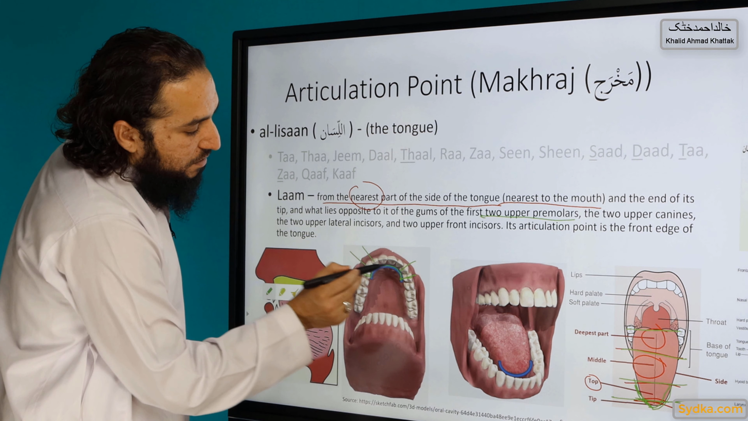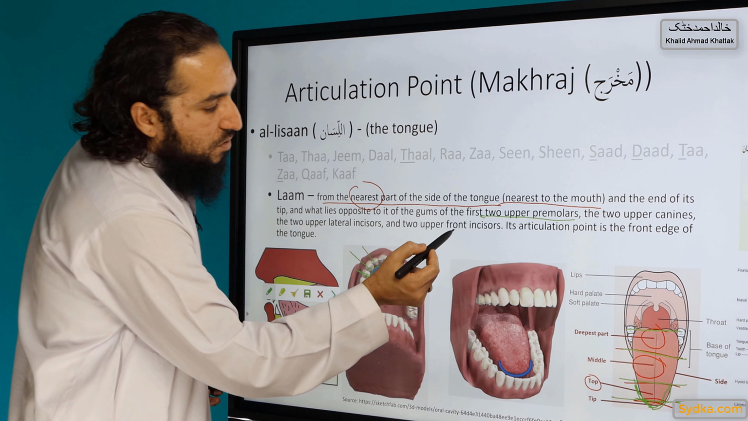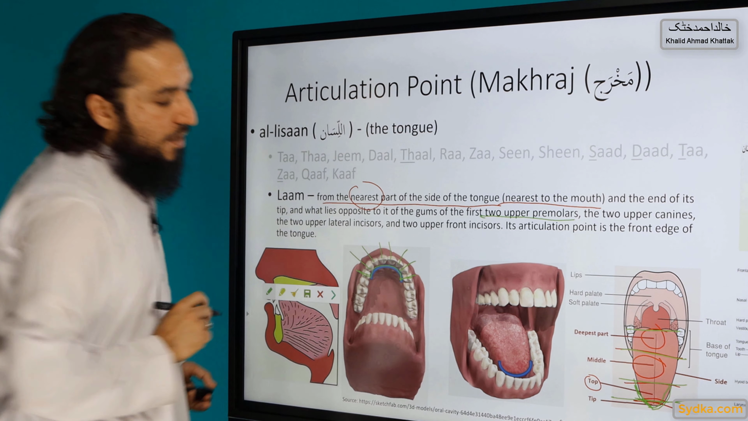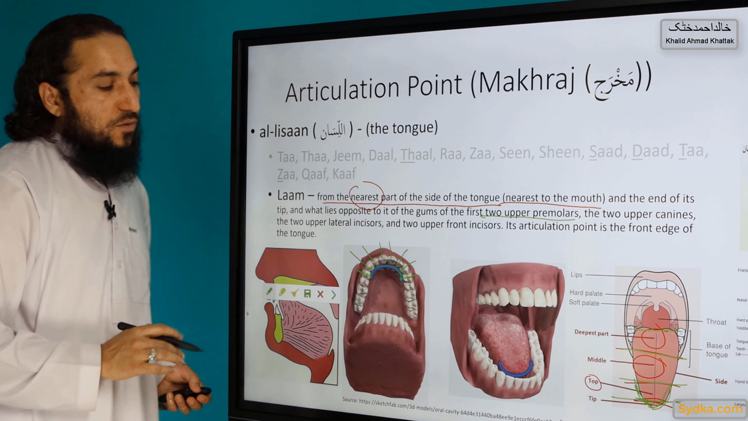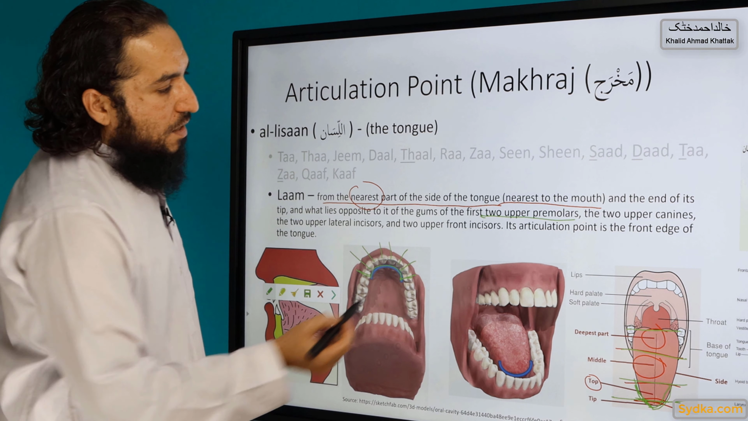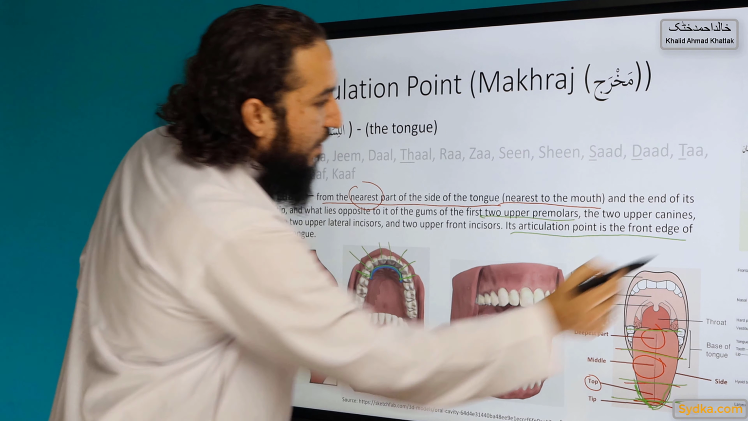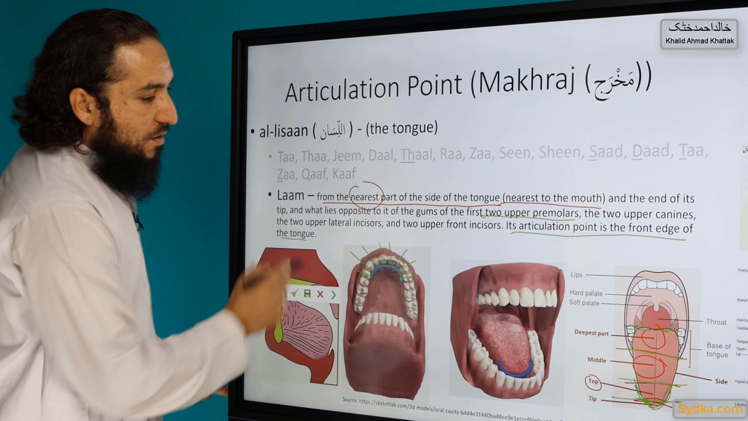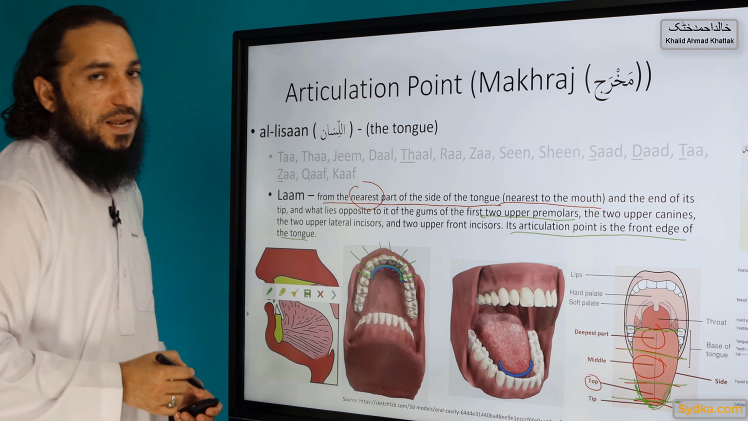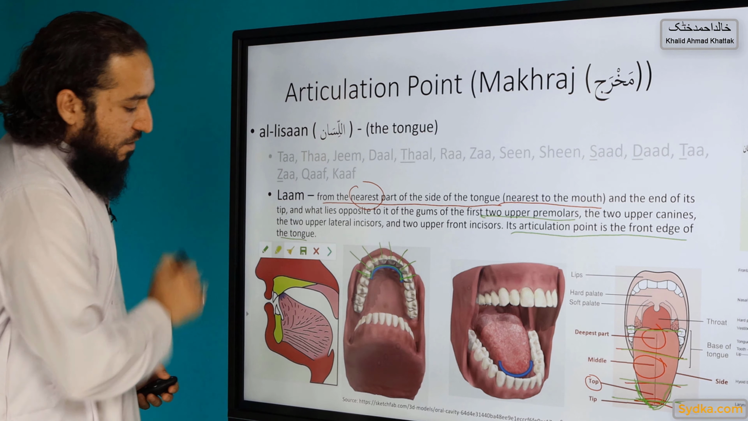So this is lateral incisors, and this is lateral incisors, and then the last ones are the front incisors. So this is 1 and this is 2. Okay, so these are the names of those teeth. And the articulation point, okay, its articulation point is the front edge of the tongue, and that's the front edge of the tongue when it's connecting that part. Lam, L, that is the articulation point. You can see here.